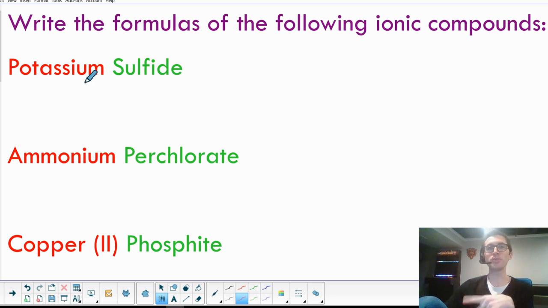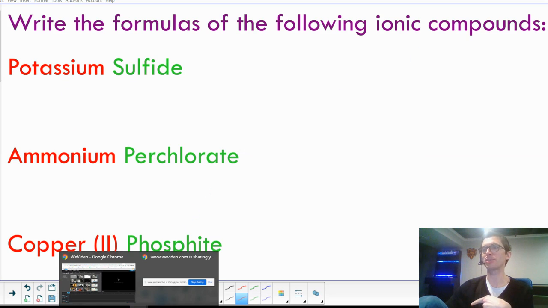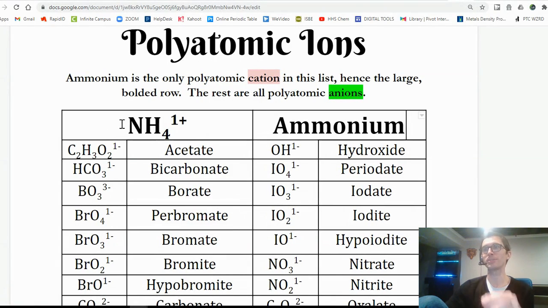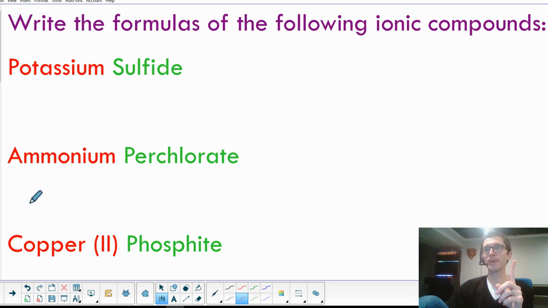You can look at one of two things for the charge of the potassium ion. You can look at the polyatomic sheet, or you could look at the periodic table. The polyatomic sheet only has one cation, ammonium. That actually helps us with the second example, because ammonium's formula and charge is NH4 with a 1 plus.